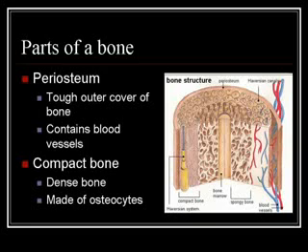Continuing to work our way to the inner core of a bone, the next layer is compact bone. You can see from the diagram that it's really dense bone that's just inside, underneath the periosteum. It's very strong, and it's made of osteocytes. Osteo again meaning bone, and cytes meaning cell.